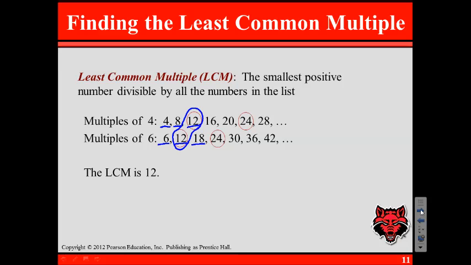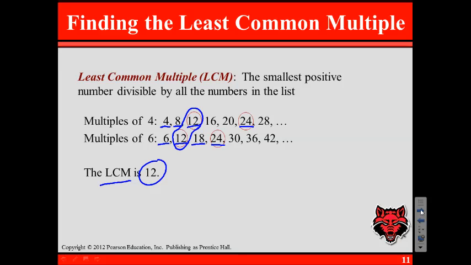Now that is not the only multiple 4 and 6 have in common. We go further along in the list and we see that each list contains 24. That would be a common multiple, but that would not be the least common multiple because 12 is smaller than 24. So the least common multiple, which you will see abbreviated as LCM, for these two particular numbers is 12.